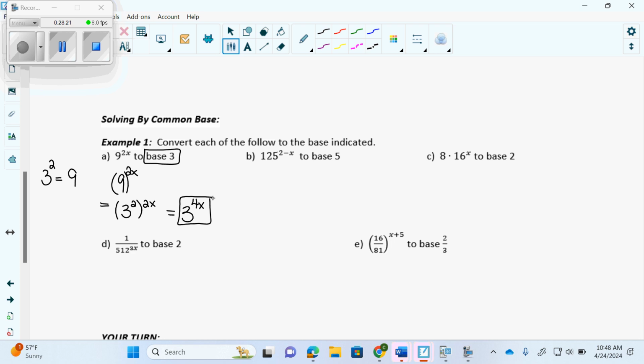125, I want to be base 5. Base 5. So in order to be base 5, it's either 5 to the 1, 5 to the power of 2, 5 to the power of 3, 5 to the power of 4, 5 to the power of 5, 5 to the power of 6. And I do that until I get 125. Go. 5 to the power of what?